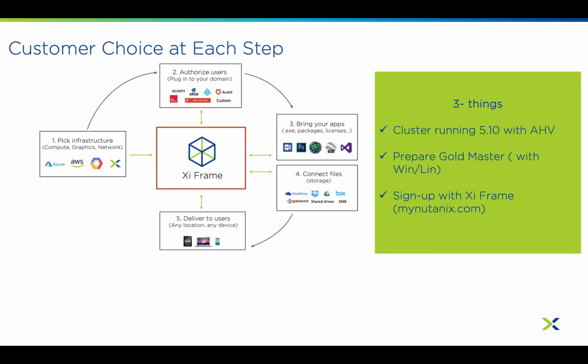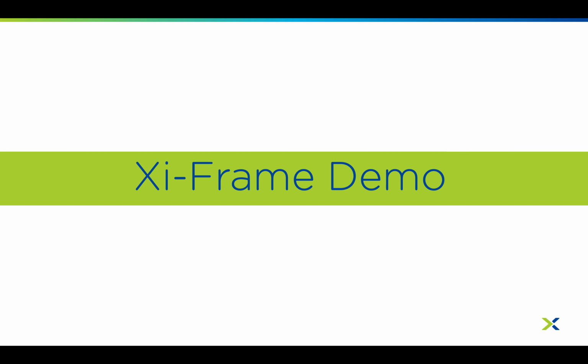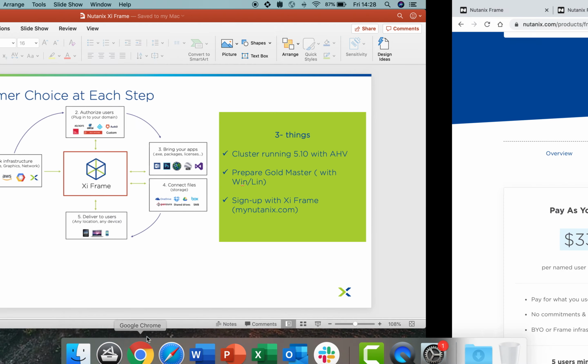The cluster must be running 5.10 with AHV. Prepare a Gold Master with Windows or Linux and sign up with Xi Frame by simply going to mynutanix.com. That's simple, that is it. So let's go to the demo. Let me go to my browser.